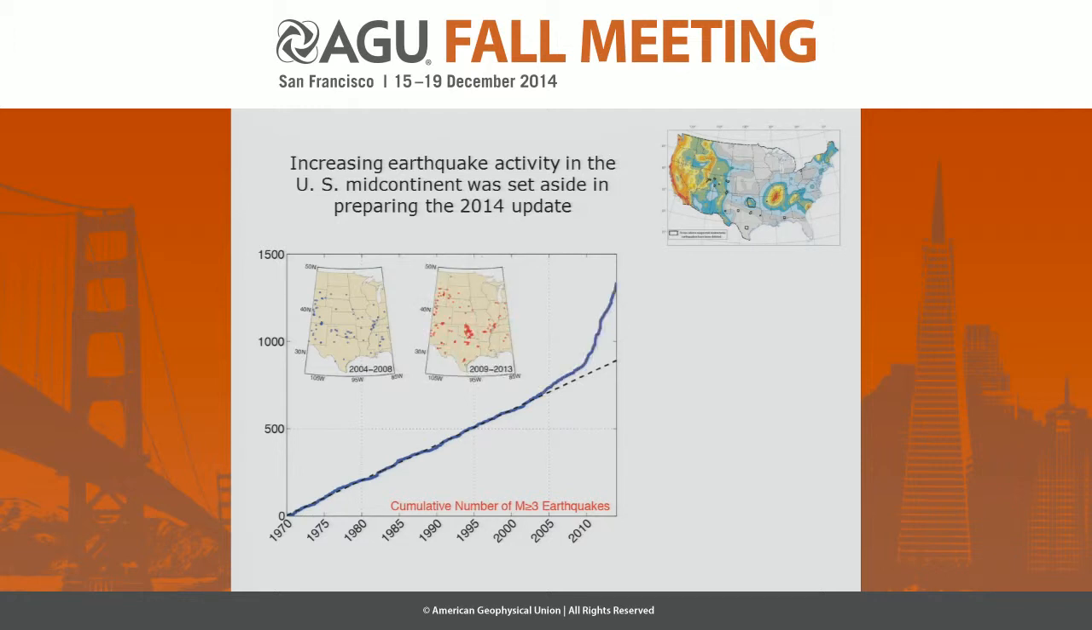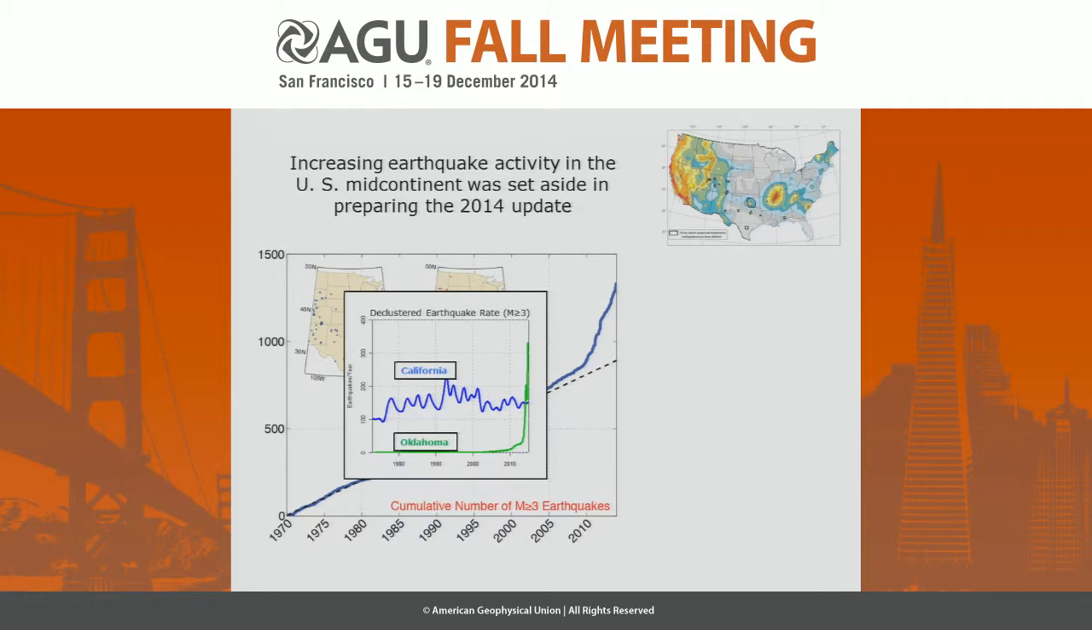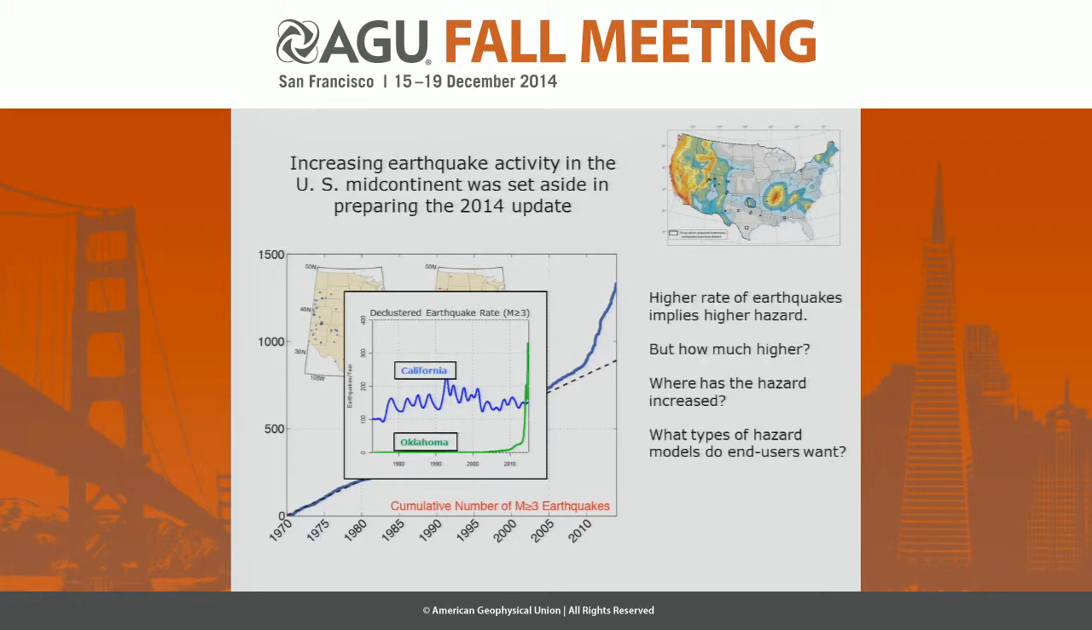You've seen this curve before, and Ernie also showed you this one, indicating that in Oklahoma in particular, the rate of earthquakes is about twice as high as it is in California. So these are the challenges, and we have to figure out how these earthquakes are affecting hazard. We need to know how much higher it is, make that a quantitative number. We need to understand where it's increasing, and we also need to be listening to the users to find out what types of information they need.